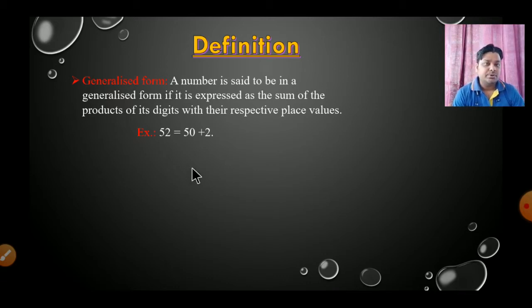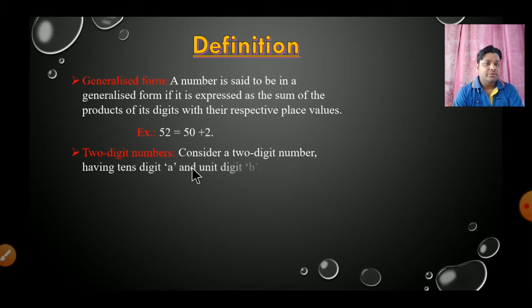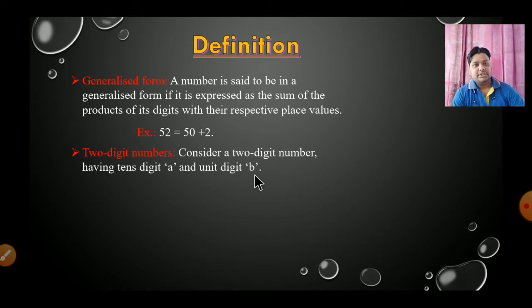Okay, students. Now the next point is two digit numbers. If you consider a two digit number, and assume the tens digit as A and the unit digit as B. In the previous class, in linear equations in two variables, we have already studied how to find the original number, and after reversing the digits how to get the new number. So this is the same two digit number.